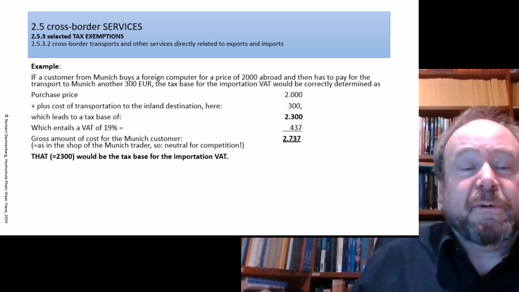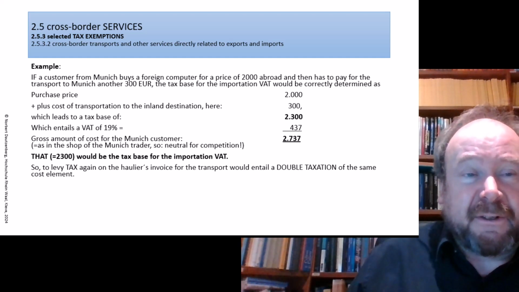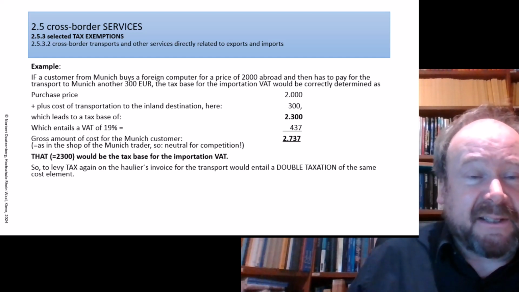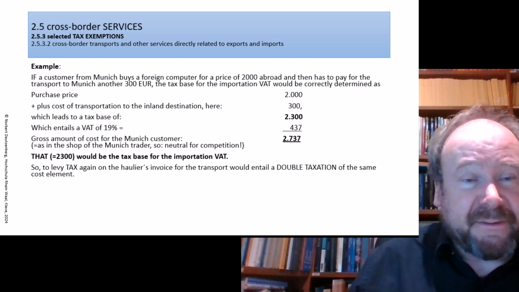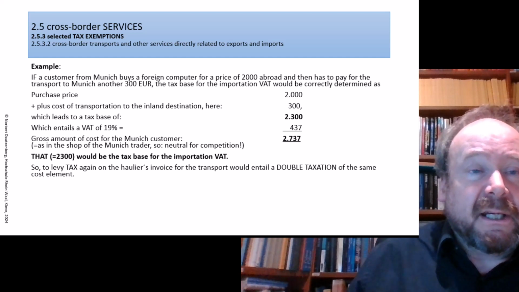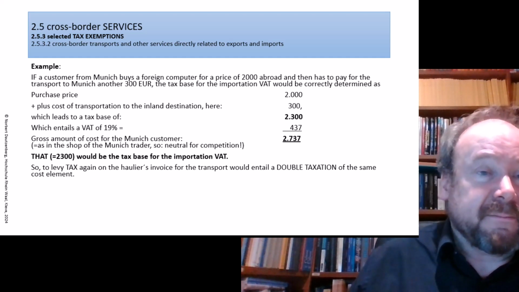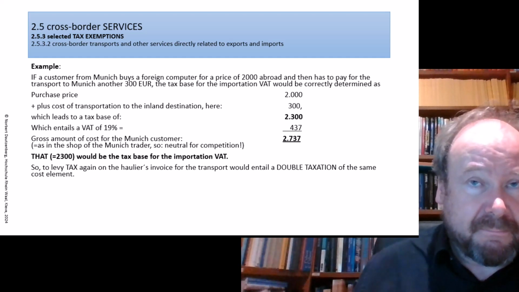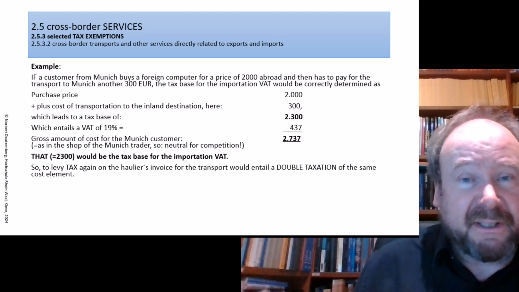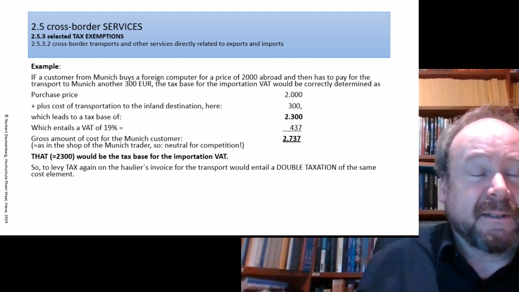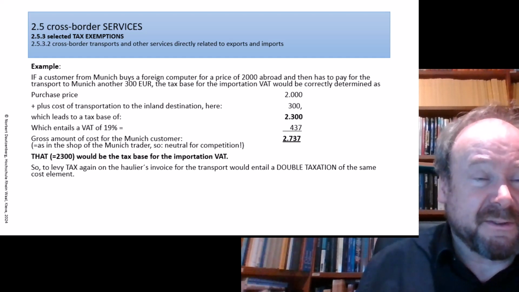Now, that would be the tax base. However, if you now have a haulier, and that haulier makes the transport from the German border to the customer's address in Munich, and that cost of the transport would also be taxed at the haulier, then we would have a double taxation. We would have taxed these costs in the form of importation VAT, and the haulier would be forced to charge a cost price.